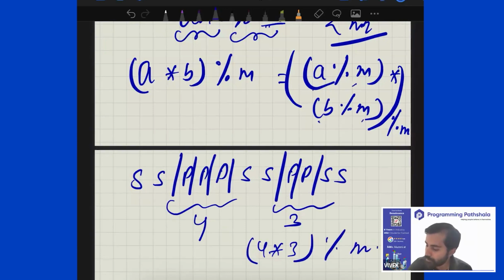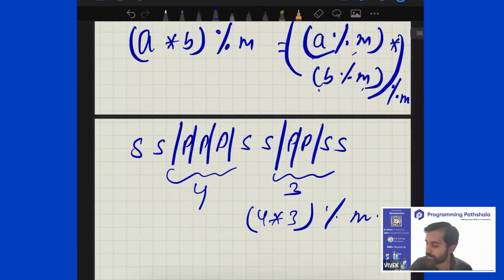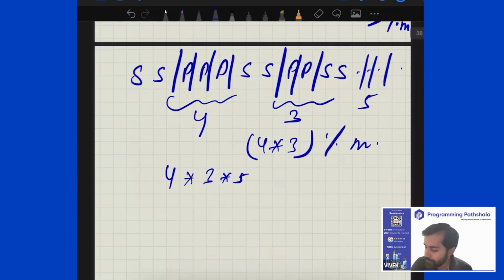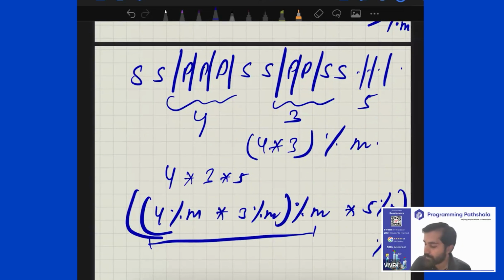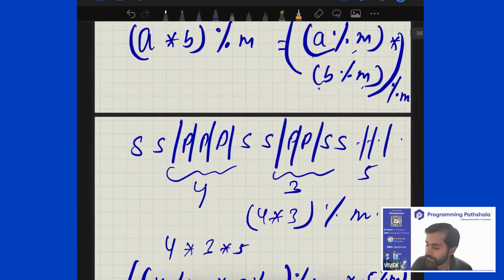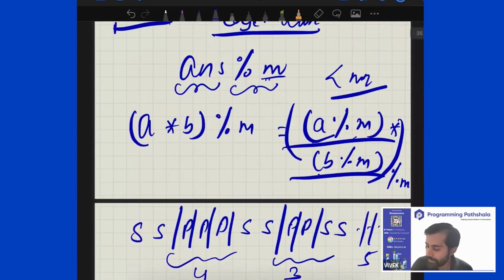And let's say there were more items after that, so the number of ways to put my next separator was 5, then it would be 4 into 3 into 5. So I'll have to do it quite carefully. I'll have to do 4 mod m into 3 mod m whole mod m, right? And now when you are multiplying this with 5, again the same thing, into 5 mod m whole mod m. This can just go on happening in a loop, but you have to make sure that you apply this formula if you are trying to return your answer modulus m.